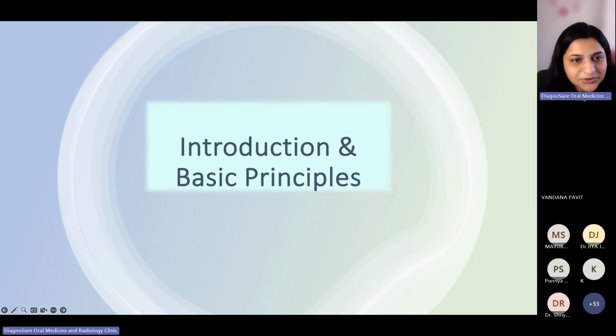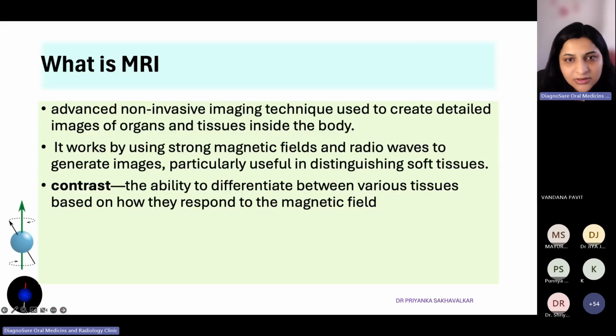Starting with the introduction and basics. So first, what is MRI? Magnetic resonance imaging, that is MRI, is an advanced non-invasive imaging technique which is used to create detailed images of organs and soft tissues inside the body. It works by using strong magnetic fields and radio waves to generate images. Particularly, it is useful in distinguishing soft tissues.